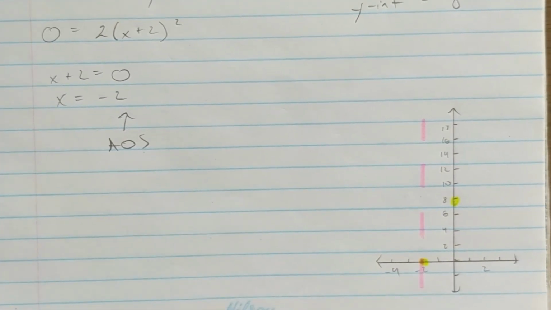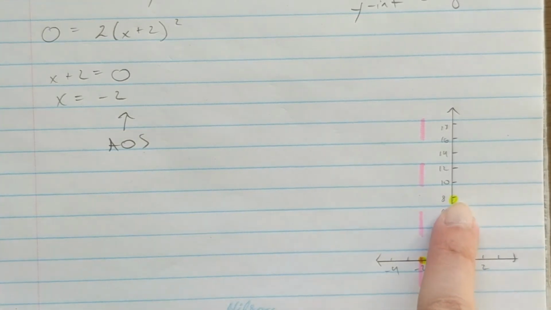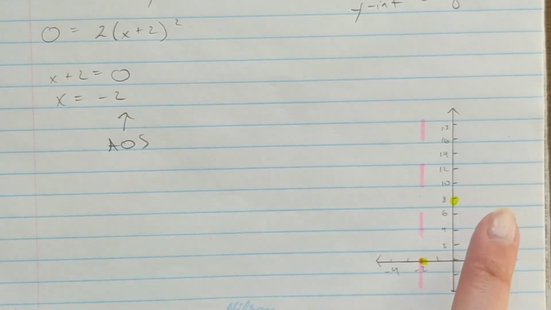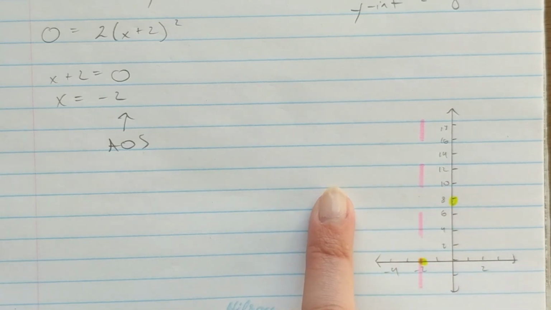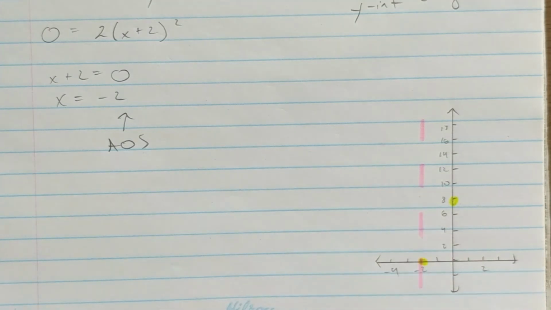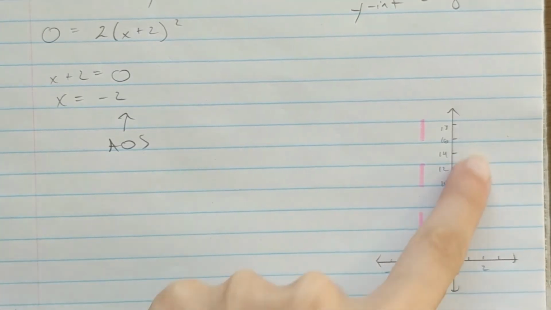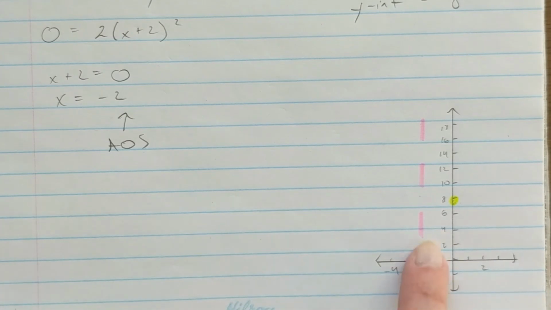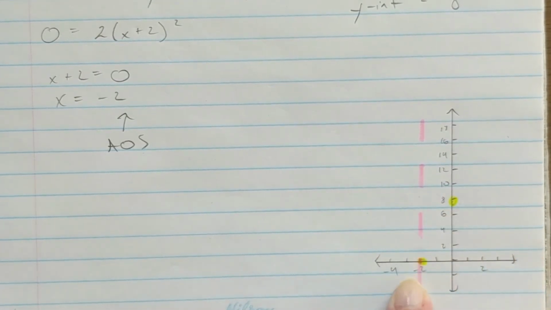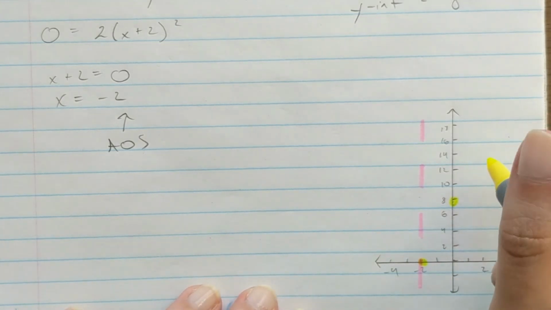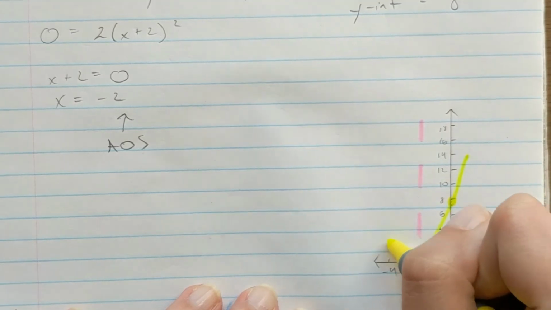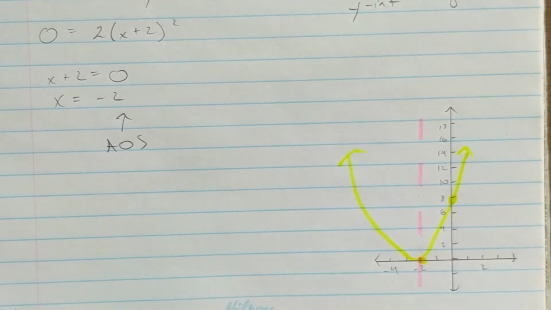Here I only really have 2 points to work with, a y-intercept and an x-intercept. I know that the sides have to be a mirror image of one another, and therefore I know that it needs to open up. If it opened down, they would not be mirror images of each other. This is the exact cut in half part. I'm going to go ahead and draw my parabola just like this. And that's all there is to it, folks.